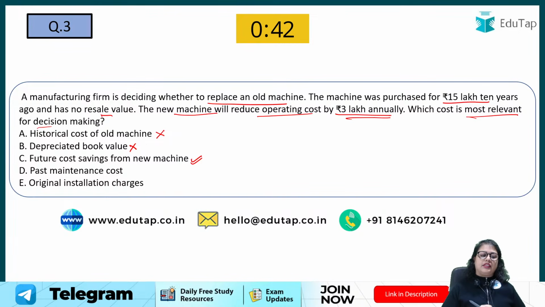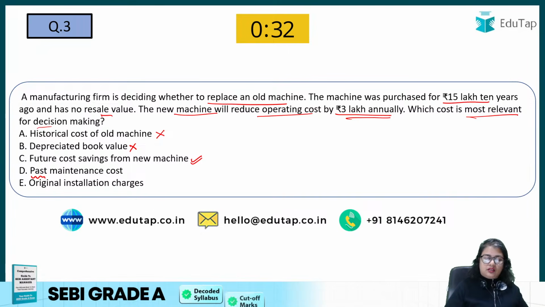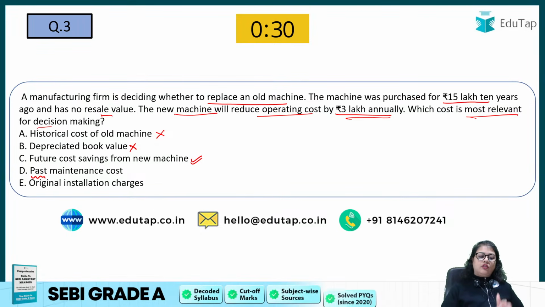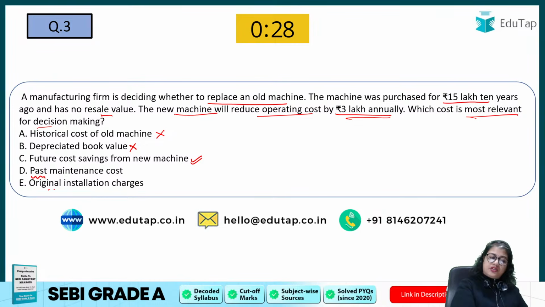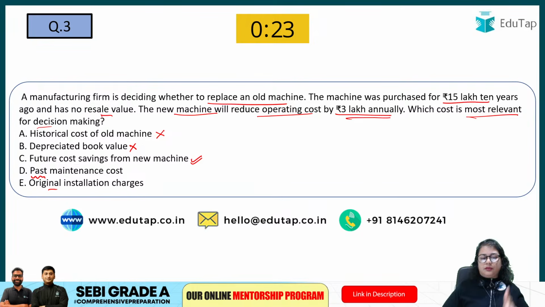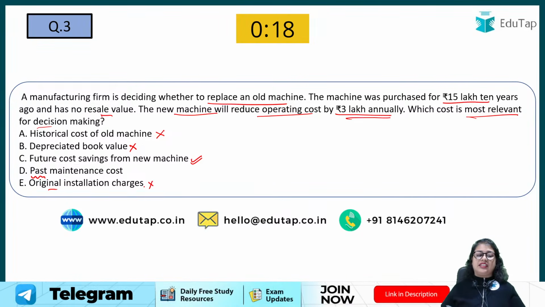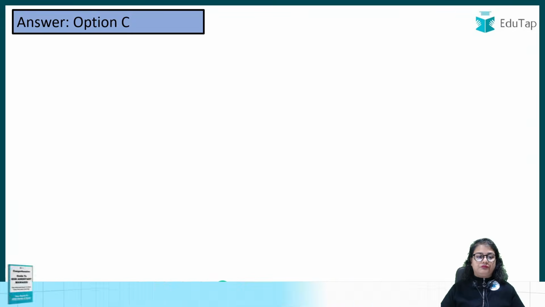Let us look at the other options as well. Past maintenance cost, again this is a past cost, so hence this is a sunk cost. This is the cost that has already been incurred, so this will also not be a relevant cost. Then original installation charges, although this is original, still this is past. This installation would have happened when we purchased it 10 years ago, so again this is past, so hence this will also not be a relevant cost. So the answer C, future cost savings from the new machine, will be the correct one, right? So everybody has answered it correctly also. That's very, very good. Okay, moving ahead.